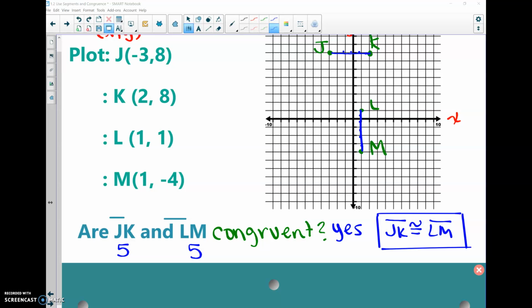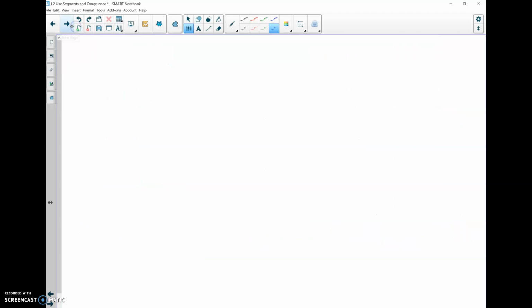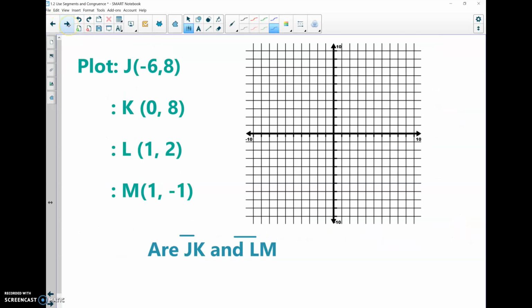All right. Go ahead and take a minute, and you are doing the same thing here for JK and LM, and this should say are JK and LM congruent. So go ahead and take a minute, draw a graph, and plot J, K, L, and M, and decide if line segment JK's length is congruent to line segment LM.